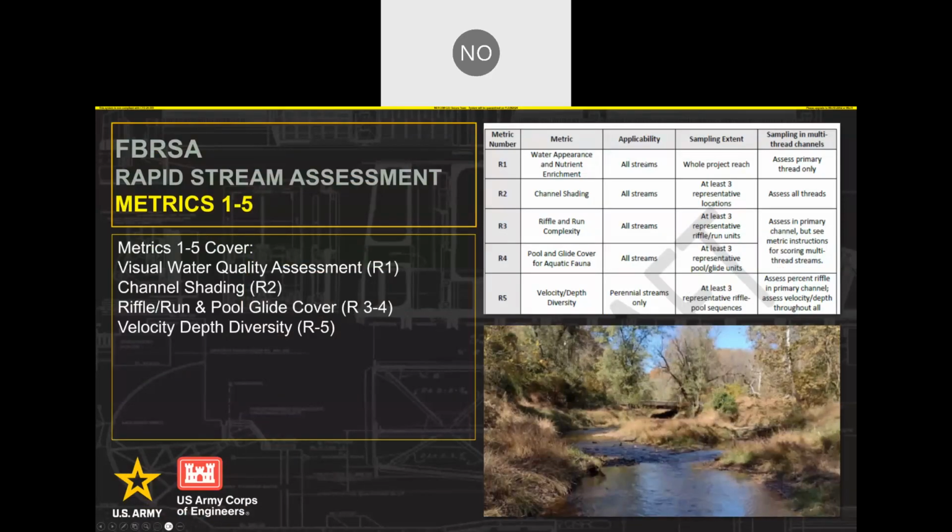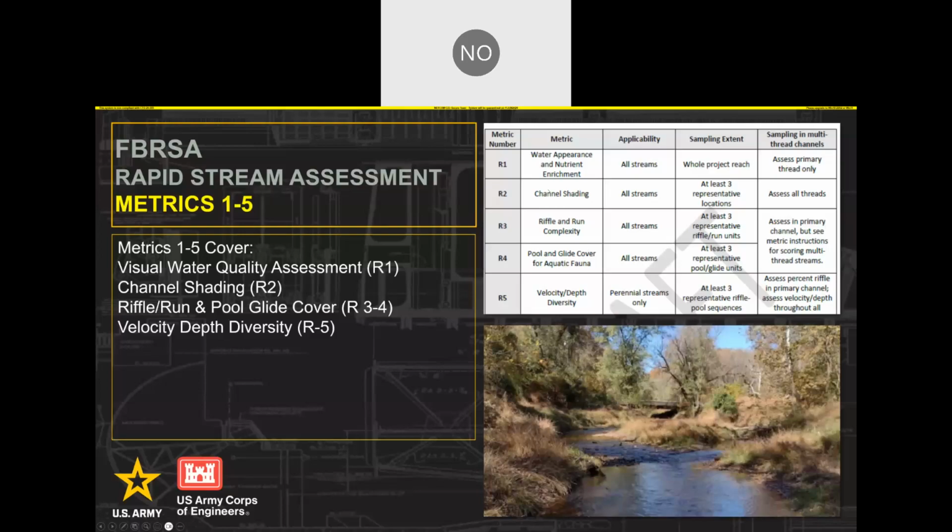So you're looking for water appearance and nutrient enrichment. You're looking at the whole project reach, but you're only looking in your primary channel threads, so your main stem, lowest channel. The reason for that is sometimes those side channels can get a little funky from like groundwater coming in, iron and stuff, and you can get some misleading looks when you look at those.